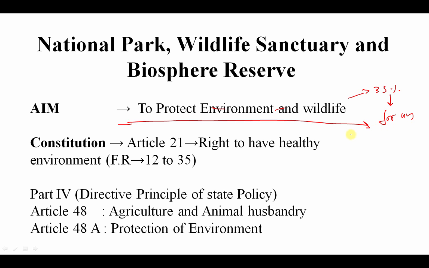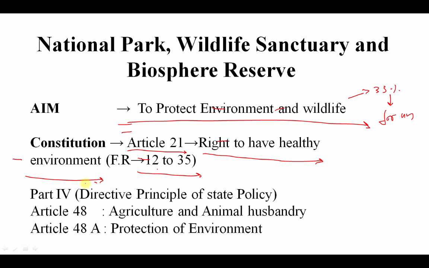In the Indian Constitution, Article 21 says right to a healthy environment. So it is the government's responsibility to provide a healthy environment. The fundamental rights are from Article 12 to 35, and in between there is Article 21 that says right to life or right to a healthy environment. So it is necessary for the government to make national parks to provide a healthy environment. That's why they are investing so much, because our Constitution gives us a right to a healthy environment.